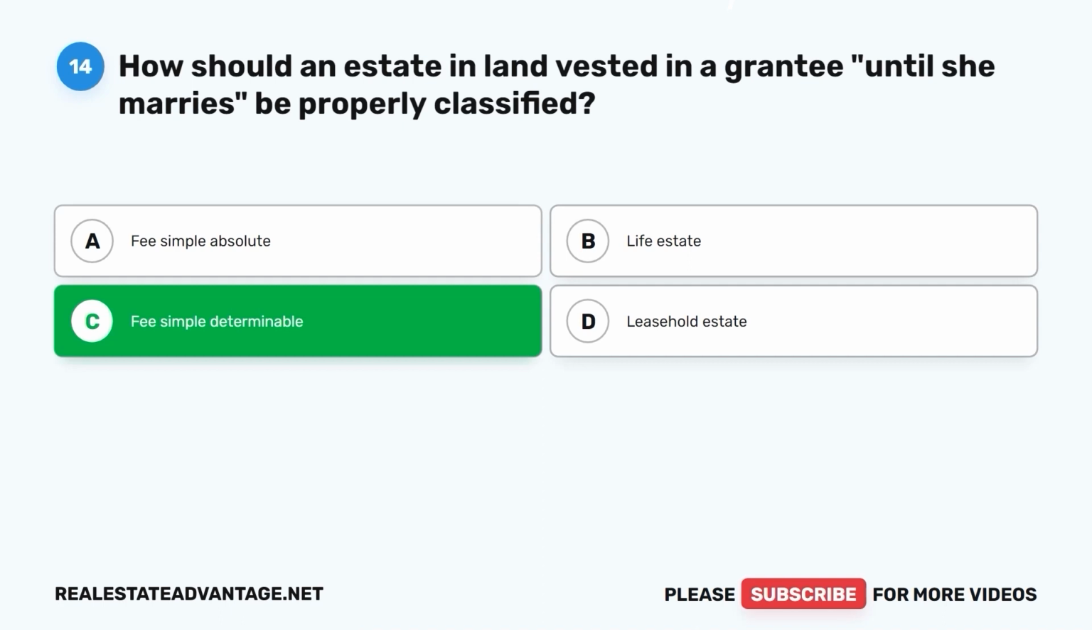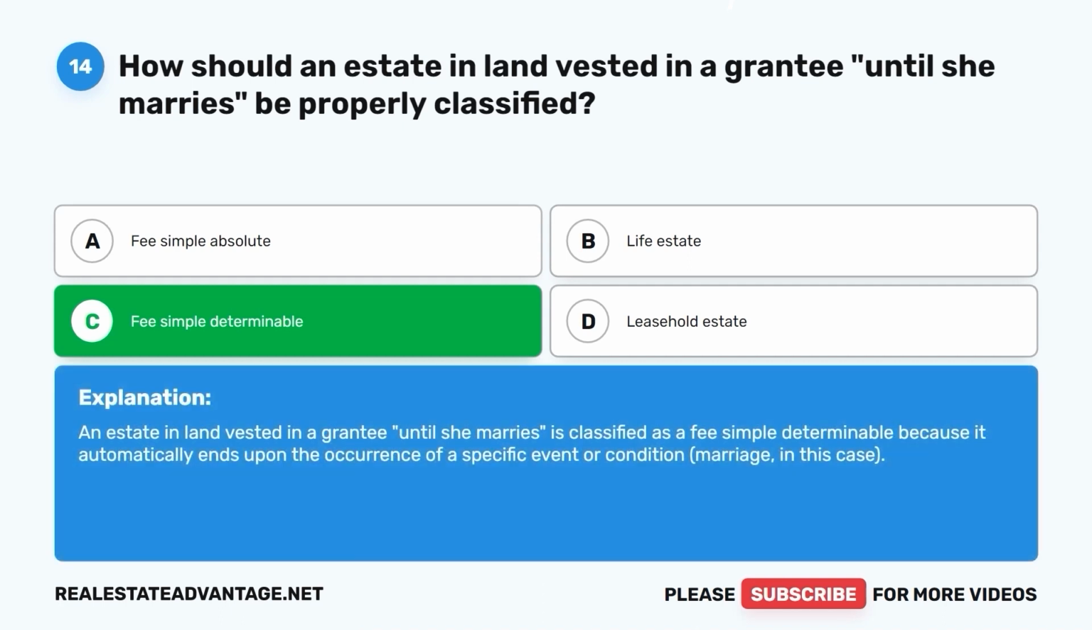Fee simple determinable. An estate in land vested in a grantee until she marries is classified as a fee simple determinable because it automatically ends upon the occurrence of a specific event or condition, marriage in this case.